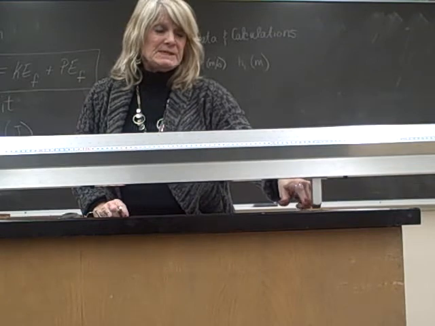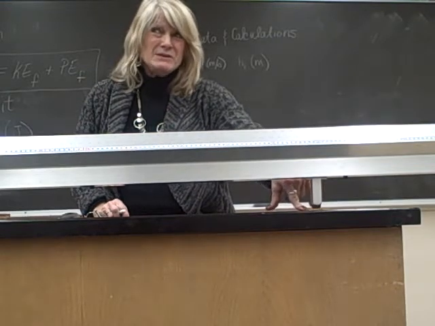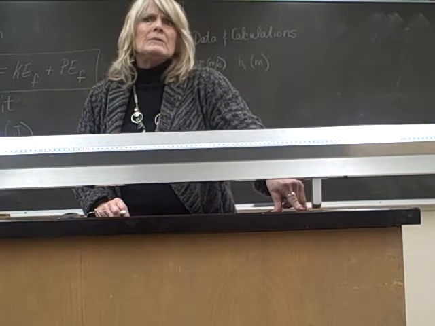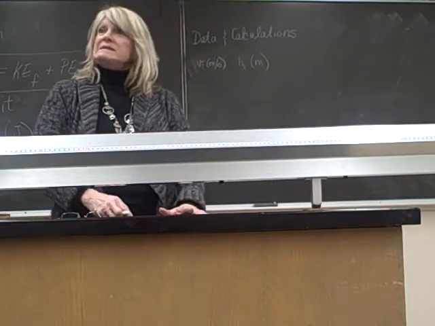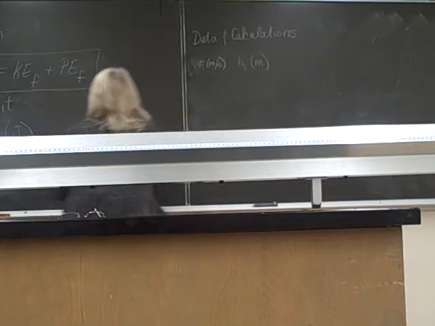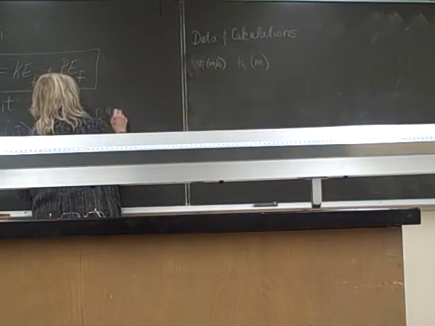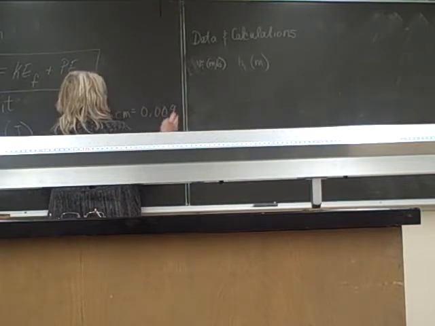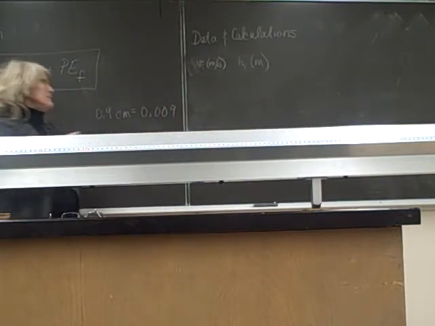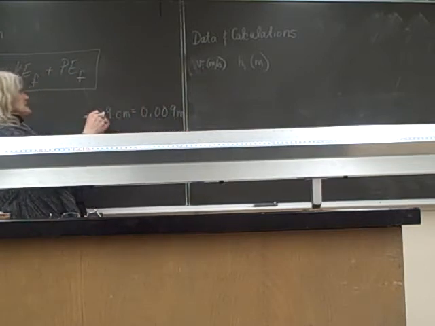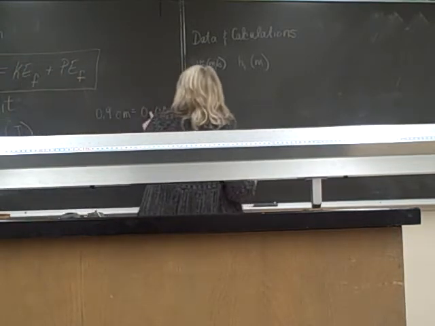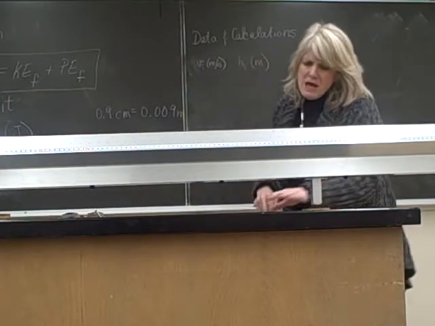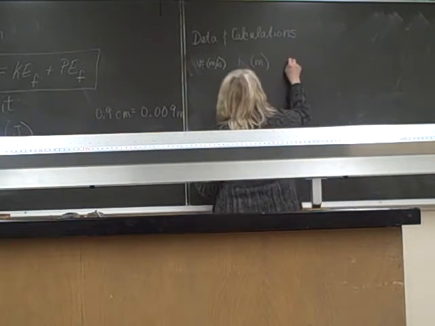I told you that this block was 0.9 centimeters, so how many meters is that? What was the number? 0.9 centimeters. How many meters is that? Right. 0.9 centimeters equals 0.009 meters. Move the decimal 2 places to the left. Okay, VI, HI, VF, HF.